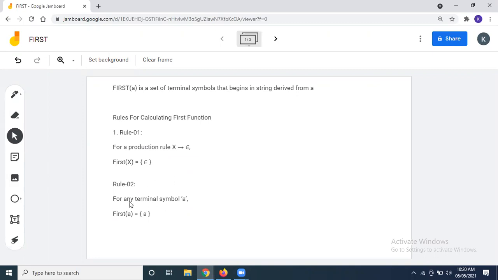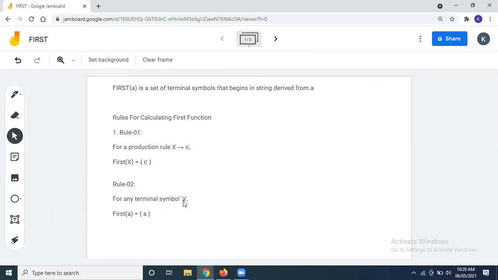Next, for any terminal symbol a, first of a is always a. If you have a terminal symbol, the first of any terminal symbol is always that terminal symbol. This will be very clear when we see an example. So just remember, if X derives epsilon, then in first of X we write epsilon.